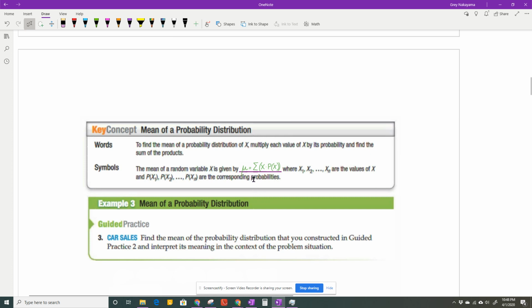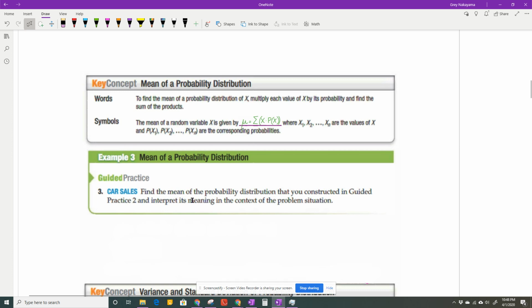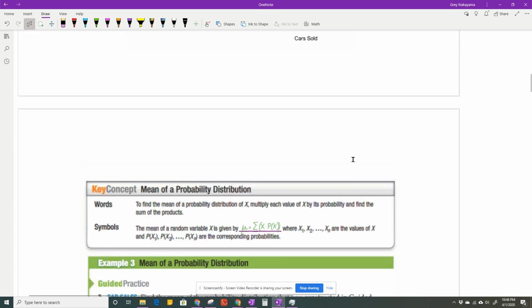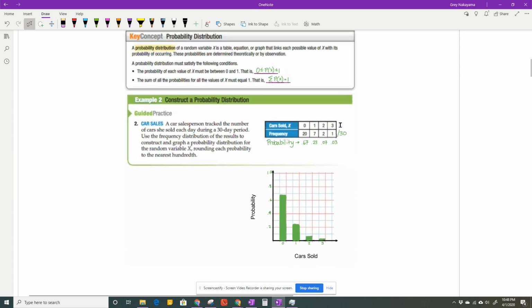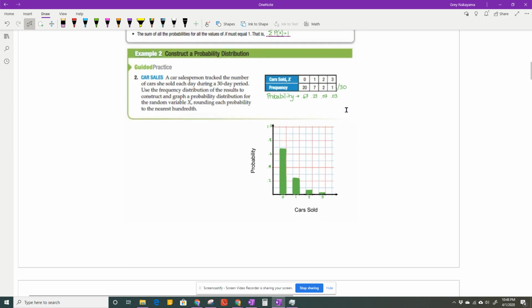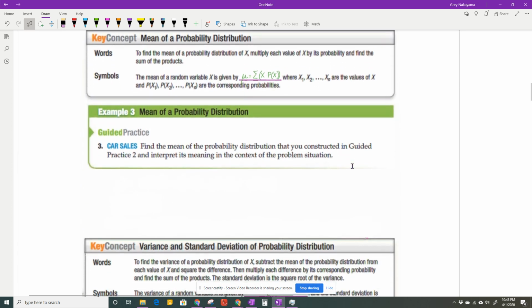And then you add them up. So what does that give me? They want us to find the mean of the probability distribution you constructed in guided practice 2 and interpret the meaning in the context of the problem. Okay, so the data values, remember up here, that first row right here, those are my data values and those are my probabilities. What our formula said is you're taking each data value, multiplying it by its probability, and then adding them all up.